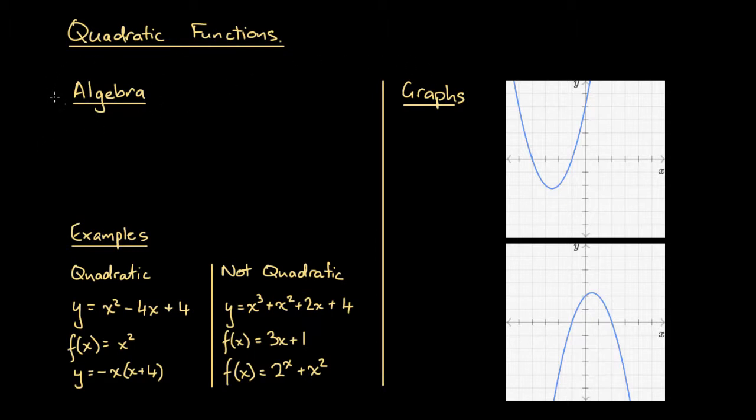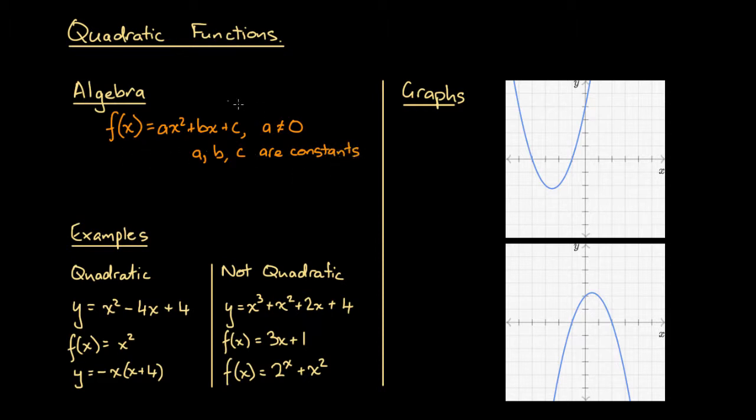So let's jump straight in and examine first off what a quadratic function is and what it looks like from an algebraic perspective. The technical algebraic definition of a quadratic function is a function that appears like this. We have f of x equals ax squared plus bx plus c, where a is not equal to 0 and where a, b, and c are constants.